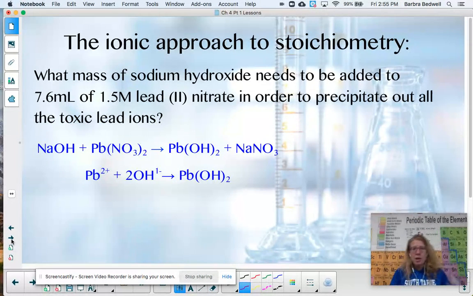Okay, so I'll show you what this ionic approach looks like so that you can see it. And it works. It's fine. Like I said, it's not my favorite, but I just want to point out that you can do it this way so that you understand how it goes.